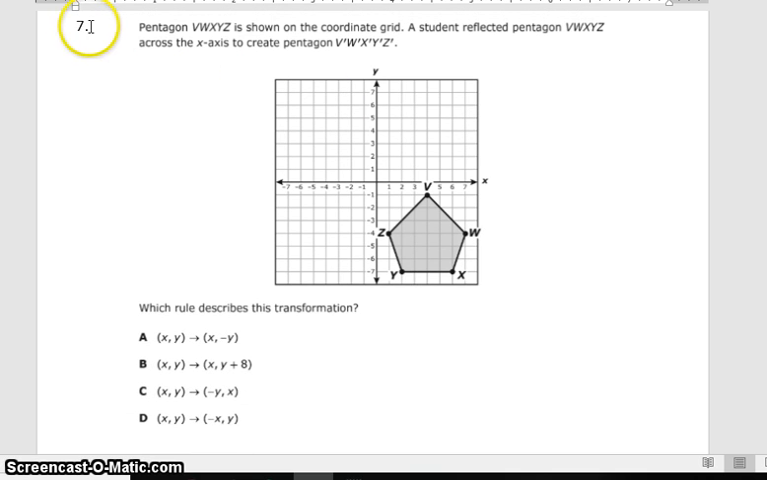Number 7. Pentagon VWXYZ is shown on the coordinate grid. A student reflected pentagon VWXYZ across the x-axis to create V'W'X'Y'Z'. What is the rule that describes this transformation? Reflected across the x-axis.